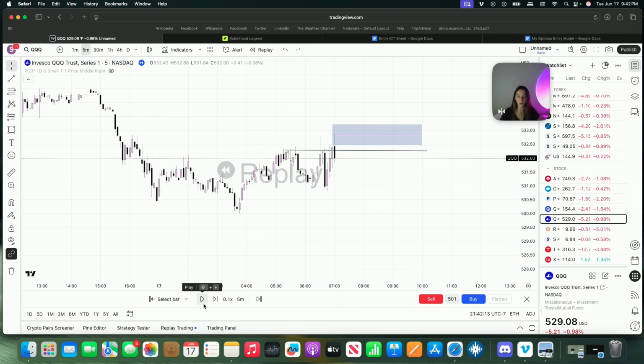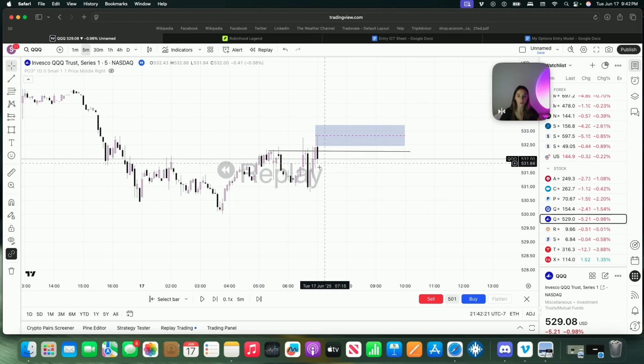So we actually do break through my level. I already know what happens this day. But anyways, we actually do break through my level, but there's a reason I wouldn't have taken a trade through a break of that level.